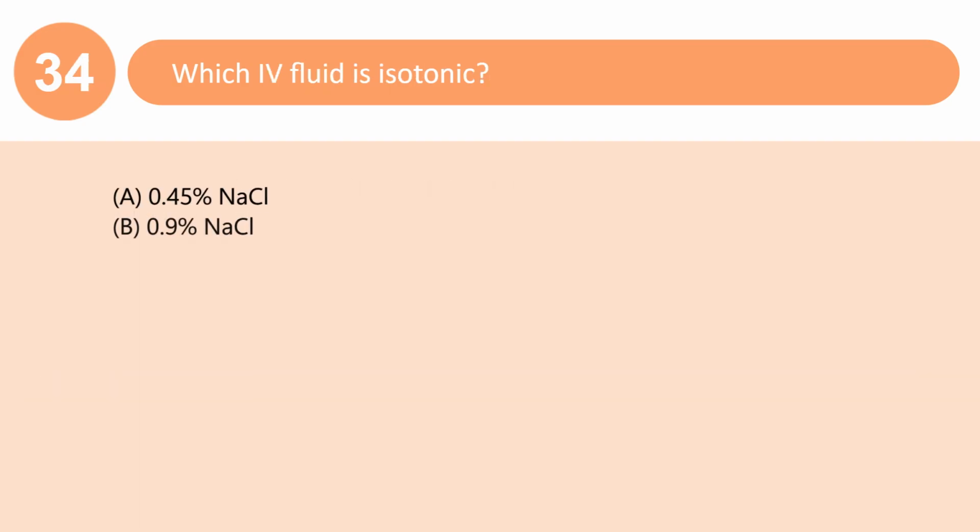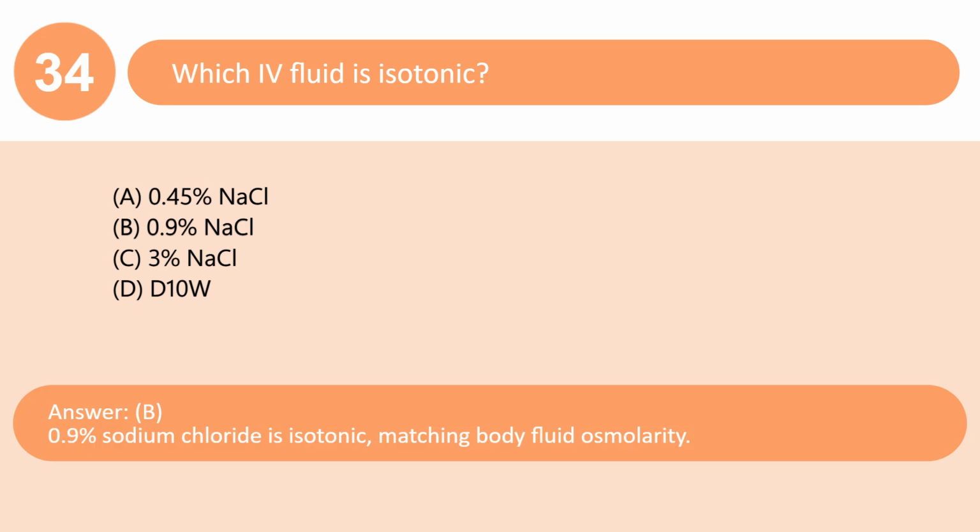Which IV fluid is isotonic? A. 0.45% NaCl. B. 0.9% NaCl. C. 3% NaCl. D. D10W. Answer B. 0.9% sodium chloride is isotonic, matching body fluid osmolarity.